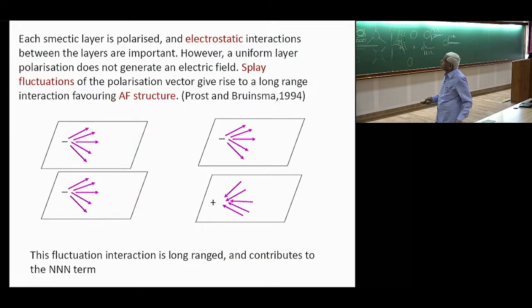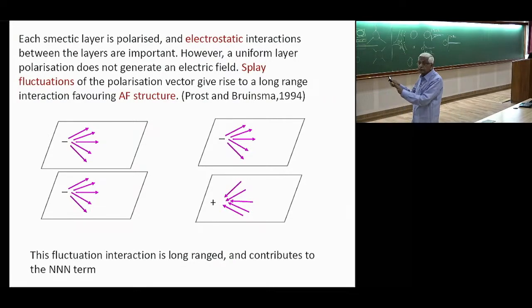And then Jacques, Prost and Bruinsma said in 1994, okay, supposing I look at a splay distortion of the polarization field, then div P is rho, a bound charge. Of course, this is negative charge here. Therefore, if there is a ferroelectric layering, this is a repulsive interaction due to the splay fluctuation. But if there is antiferroelectric orientation between successive layers, then this is positive and that is negative. So there is an attractive interaction. So this can stabilize antiferroelectric phases.